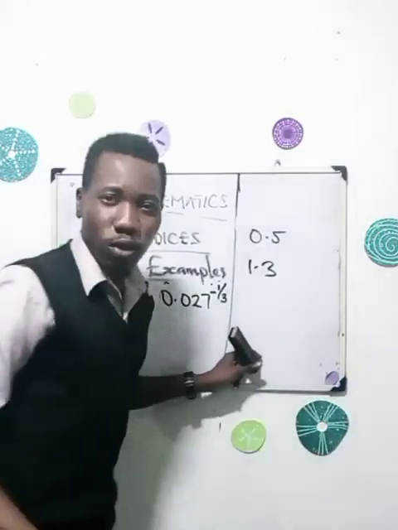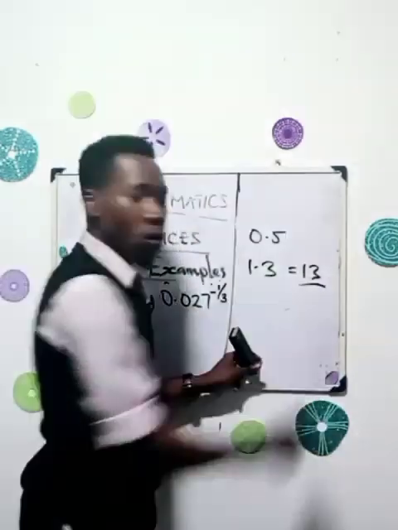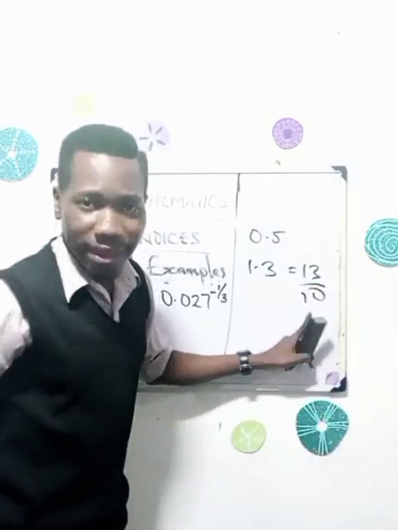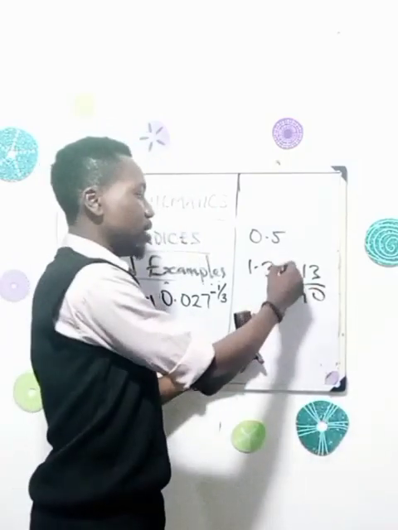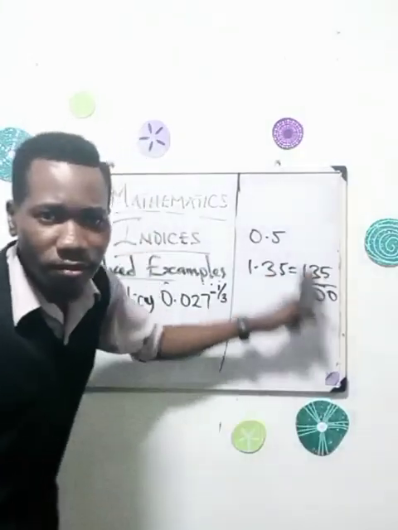What if you have 1.3? You want to express as a fraction. Take out the decimal point. What do you have? 13 over how many decimal places? 1. So over 10, I mean 1 0. If it is 1.35, it becomes 135 over 100. I hope we're getting this.